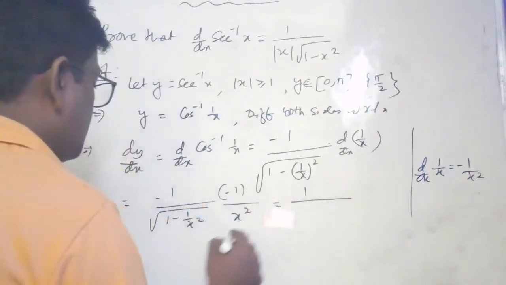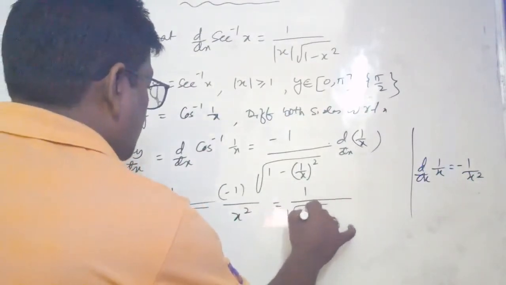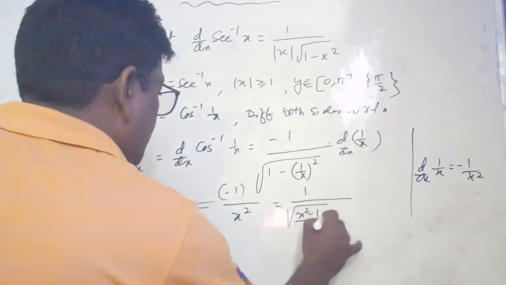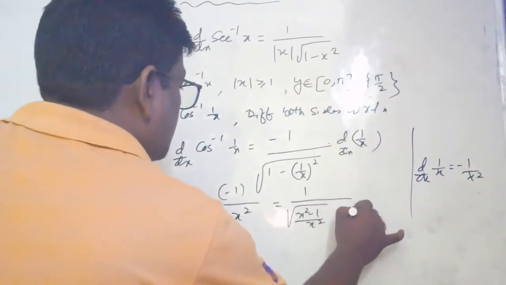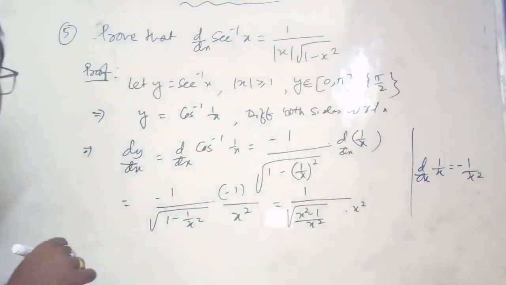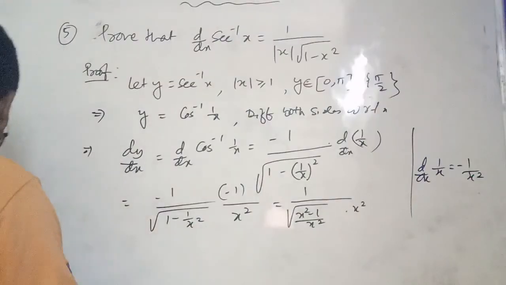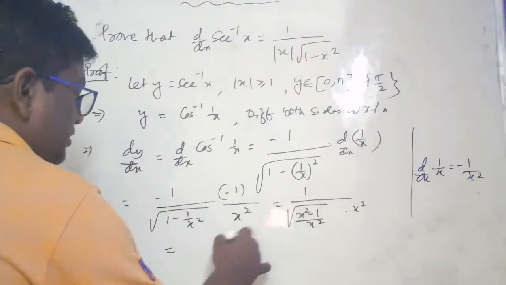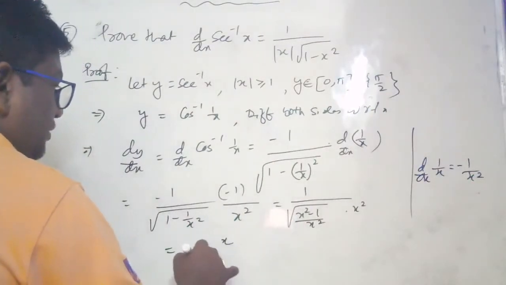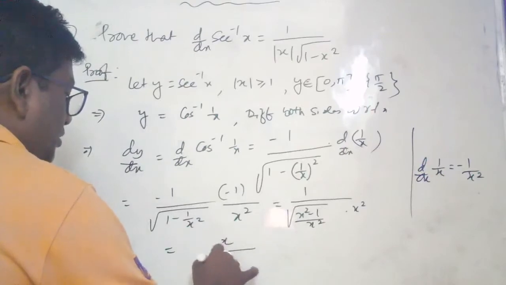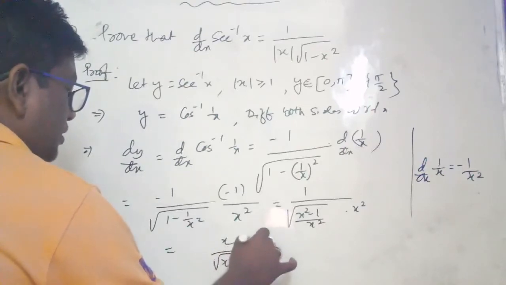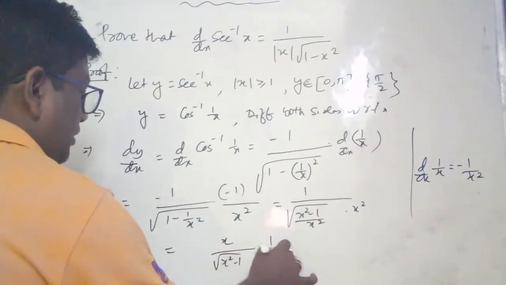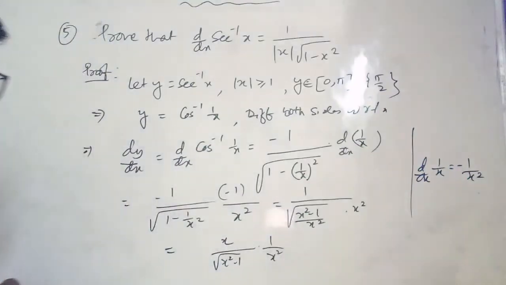So simplify, minus minus plus. This is equal to what? Root over x square minus 1 divided by x square, into x square. Okay, and this is equal to x by root over x square minus 1 into 1 by x square. Clear? And this is equal to what?